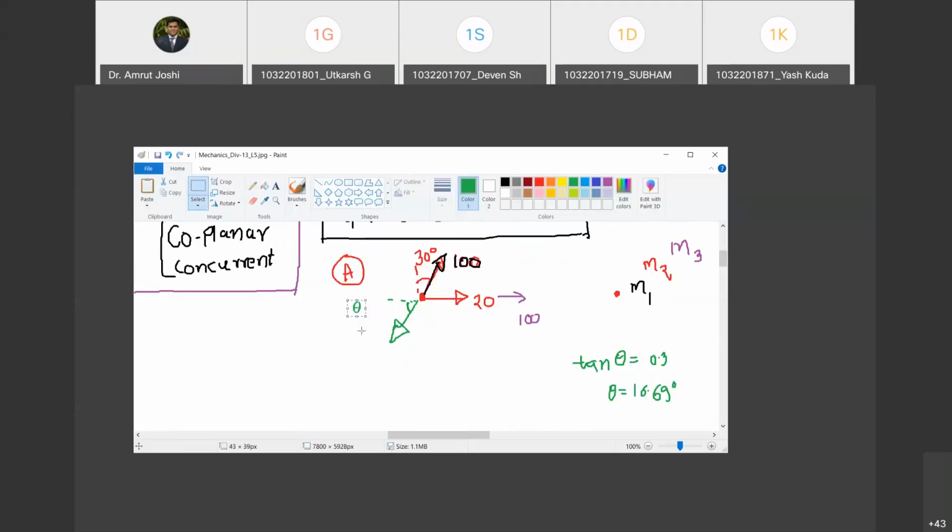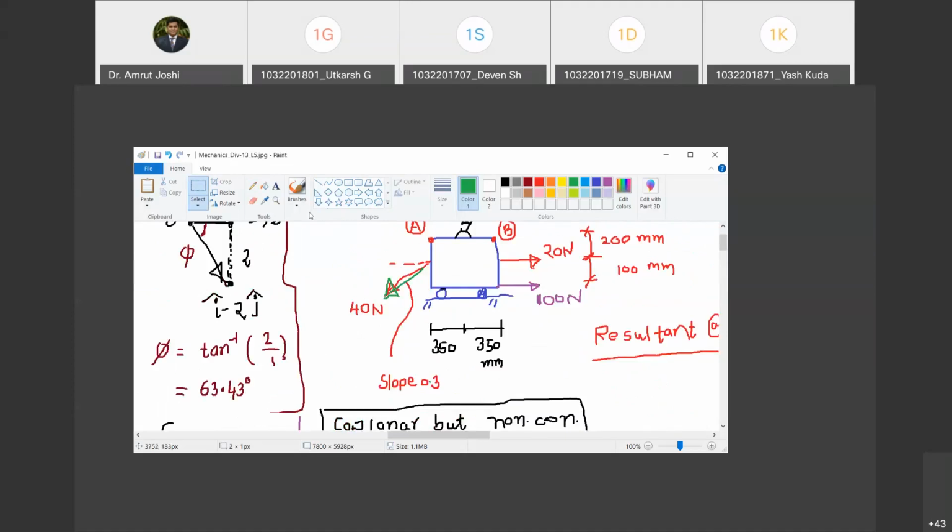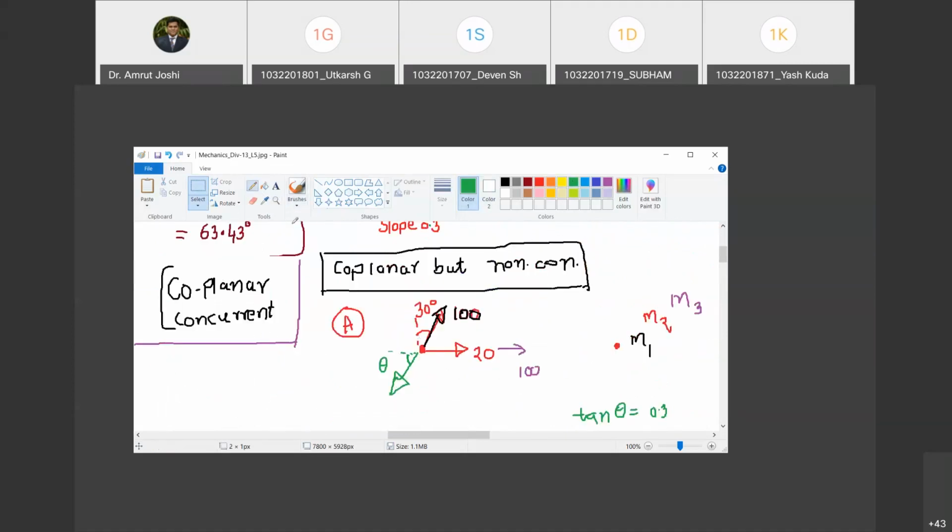And what is the magnitude of this force? 40 Newton, right? So I will show that 40 Newton as it is here. Happy? And because of this 40 Newton, I am going to have a moment, and that I am going to call M2.